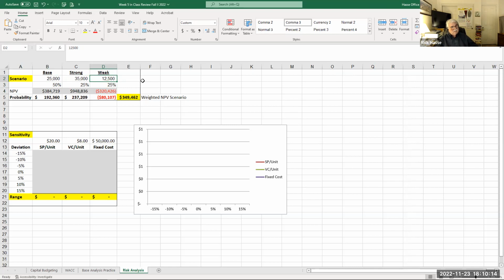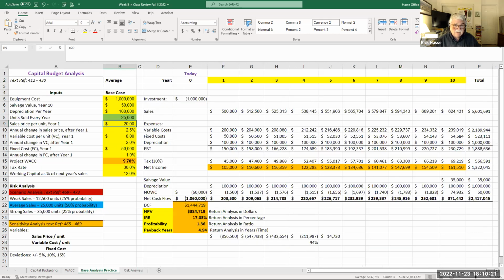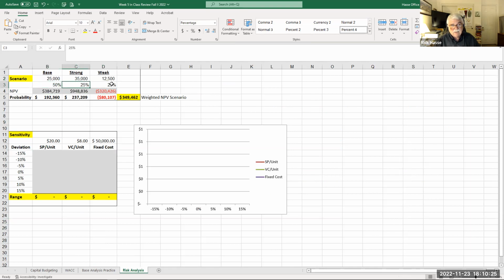As we get closer to 12,500, we know this project is going to be losing and we need to take appropriate actions. But on the whole, scenario analysis is taking all the possible NPVs that you've calculated in your cases and then weighting them by the probability of those occurring. So that's the scenario analysis. Pretty simple. Now it gets a little bit more complicated when we take a look at sensitivity analysis.